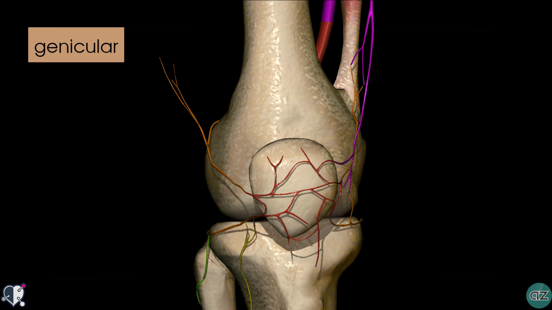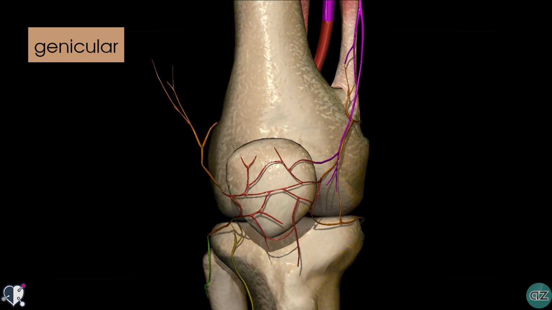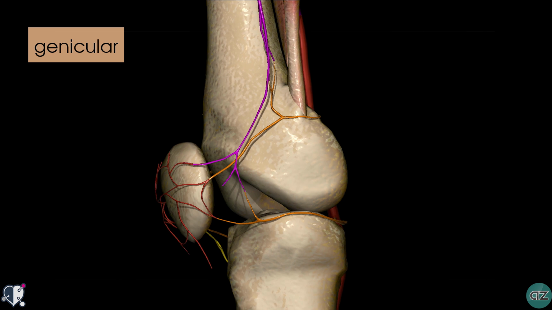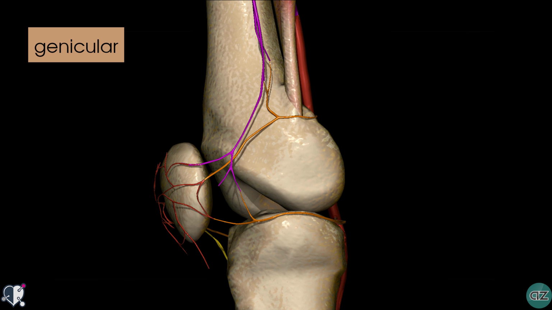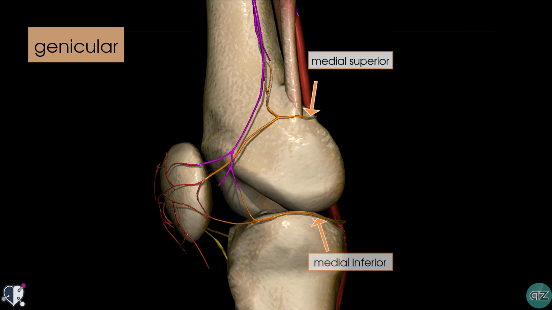If I just rotate the model around anteriorly, you can see how these arteries form this network of vessels around the knee. All these genicular arteries anastomose. Just rotating the model around to a medial view of the knee, we can see the medial superior and the medial inferior genicular arteries. And you can see that they receive this anastomosing branch from the descending genicular artery, which is a branch from the superficial femoral artery.